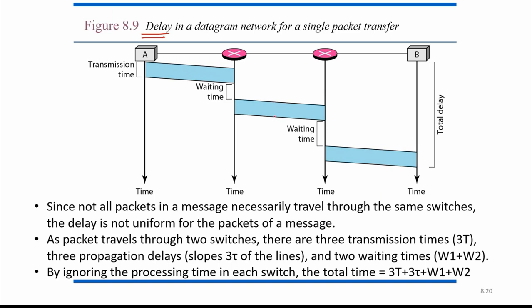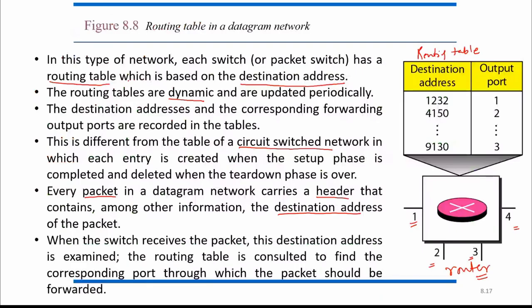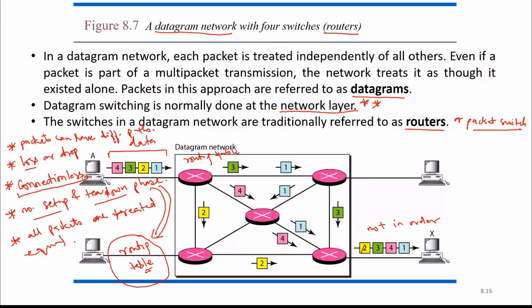So, delay in datagrams. Since packets in a message do not necessarily travel through the same switches, the delay is not uniform for packets of a message. Its meaning is, as we have just seen, 4 packets are there, and it is not necessary that packet 2 will always go through this path only. That is decided by whether this router is free or not. When packet 1 comes, it will be accepted by this router and transferred to this router, in this direction.